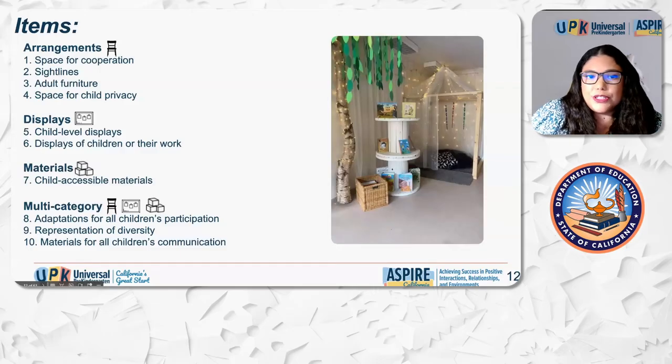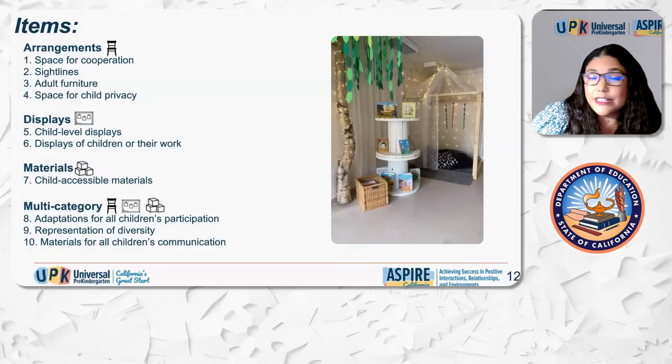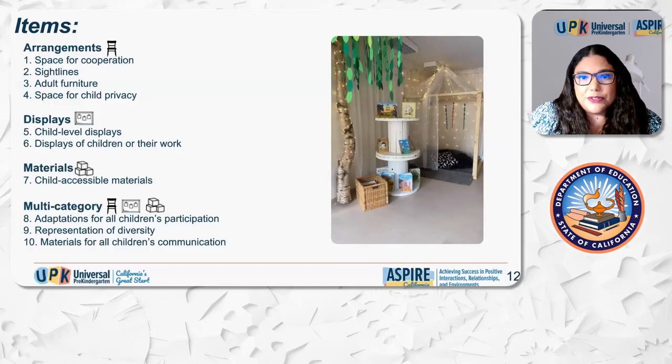So within the emotional support domain, we begin with the arrangements category. These items help us look closely at how the physical layout of the classroom supports children's relationships, their regulation, and their social emotional development. So as we walk through each one of the items, consider how the arrangement of the environment can either invite those warm interactions or unintentionally create barriers. Next slide.